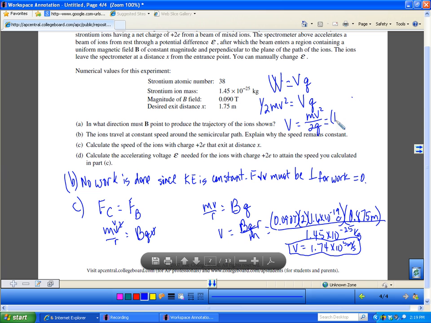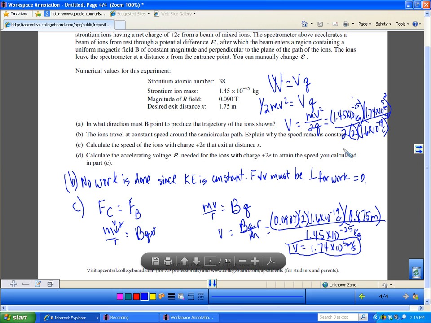And so I plugged in my mass, 1.45 times 10 to the minus 25. I'm going to use that speed from part C, 1.74 times 10 to the 5th meters per second. Don't forget to square it. Divided by 2, and then divided by the charge, and the charge is 2 times 1.6 times 10 to the negative 19 coulombs. So I found the voltage.